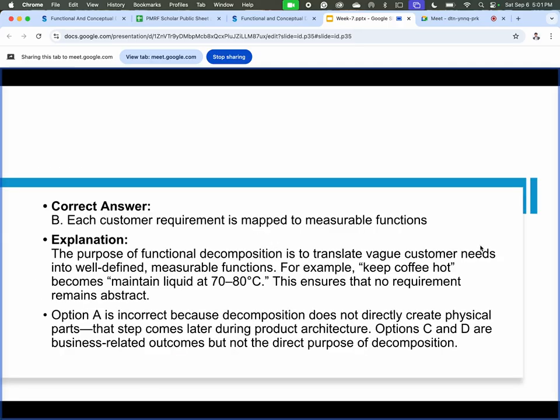So you may go through this slide. Each customer requirement is mapped to measurable functions, and this is the explanation. Please go through this slide by yourself.